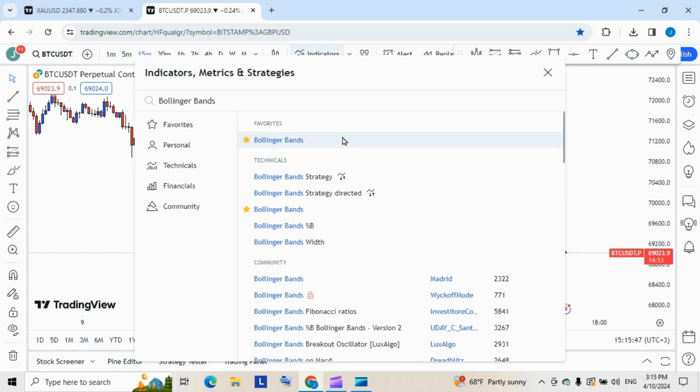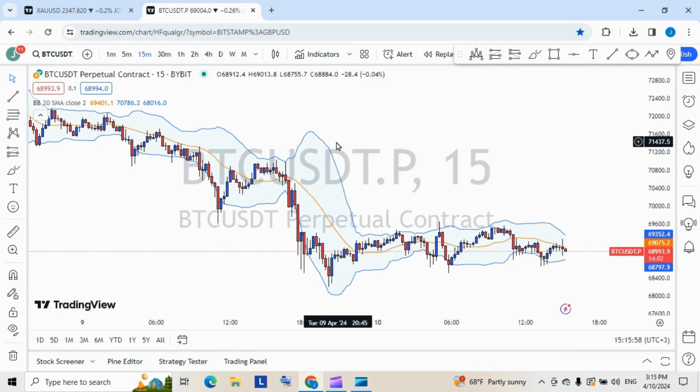So you just tap on this, okay? You just tap on this, then the Bollinger Band is going to appear. Bam! It's going to appear on your screen. Then now this is it, guys. Let's see how we can trade this after setting up this band.